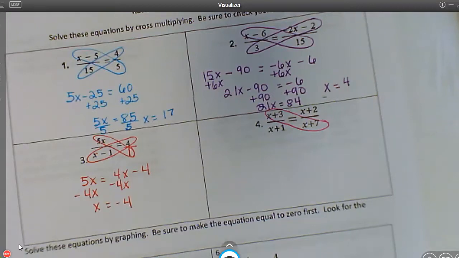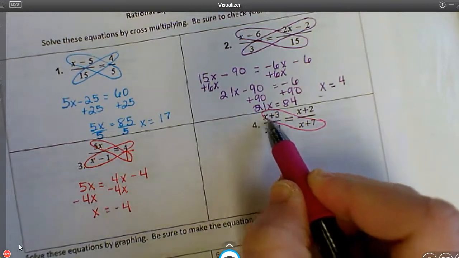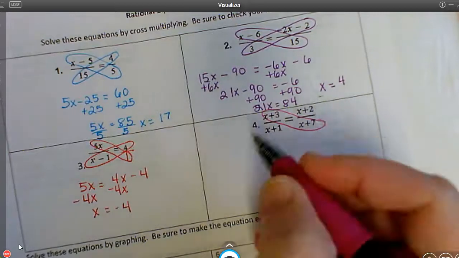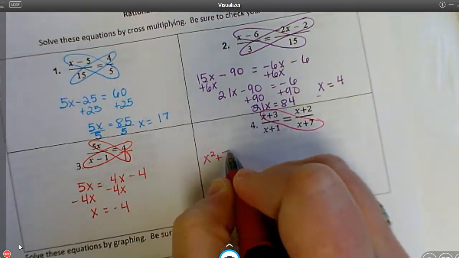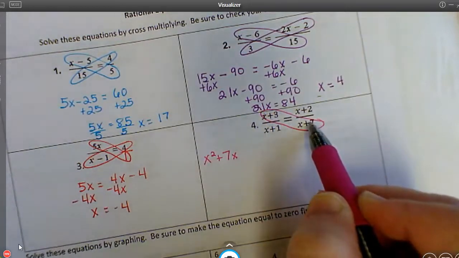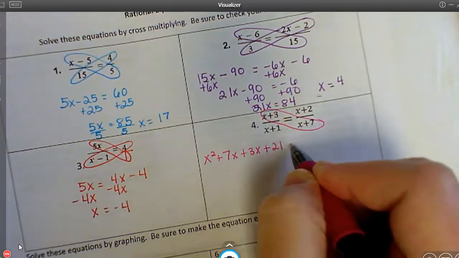Think of it like using, some of you have heard FOIL, some of you just did the distributive property, whatever's easier for you to think of. So I'm just going to start with x, and I'm going to multiply x by x, and then x times 7. So that would be x squared plus 7x. Then I'm going to do 3 times x, and then 3 times 7. So that would be 3x, and then 21.